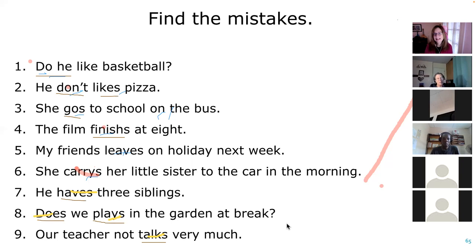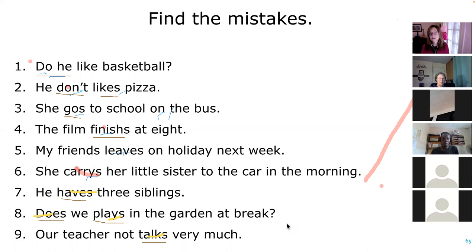Great. And then, "he don't likes pizza." What should that be instead? Doesn't. Good. Yes, he doesn't like pizza. Since we have an S in the does for does not, we don't need an S at the end of like. That's another common mistake. Once they start making S's, sometimes they'll make too many S's and put them on their questions and negatives too.